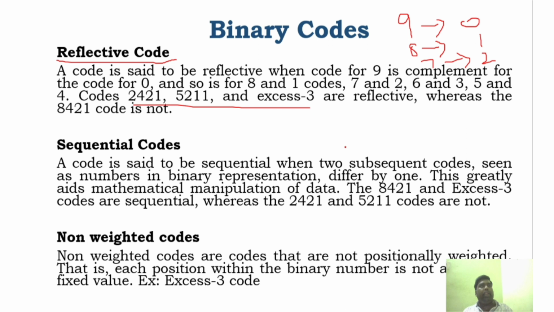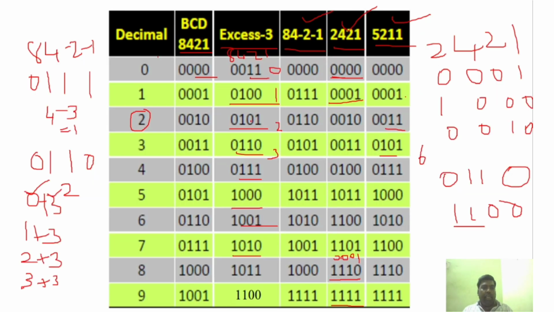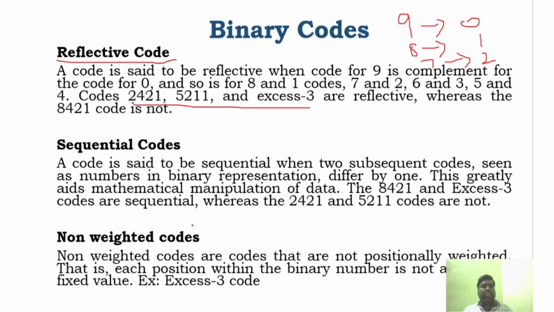Sequential codes are very simple. In binary representation, if you take any 2 subsequent codes, those 2 codes will differ by 1 particular bit. If you take this 8421, most of the consecutive numbers will be differentiated by 1 bit. You can see here the difference is 1 bit, and similarly 1 bit will be changed in subsequent numbers. That is called sequential codes, and I already explained what non-weighted codes are. Non-weighted codes don't follow the positional weighting principle.